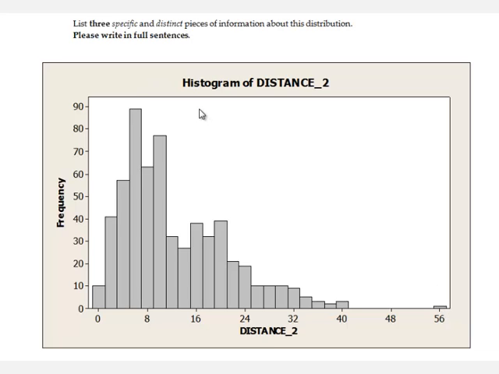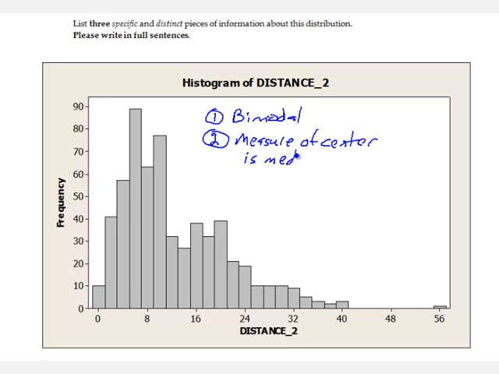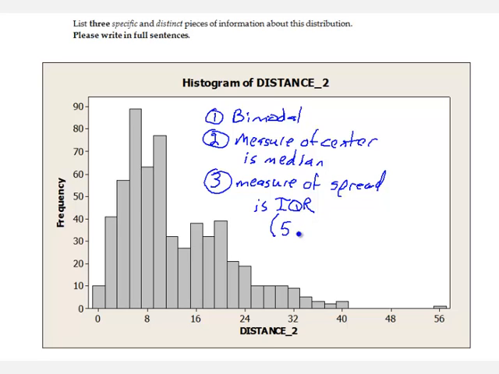So let's summarize. We could say that this is bimodal or trimodal. We could also say that the measure of the center is the median. And last, the measure of spread is the IQR, interquartile range, and that's Q3 minus Q1. Some people may even say just report the 5-number summary. Either of those would be correct.